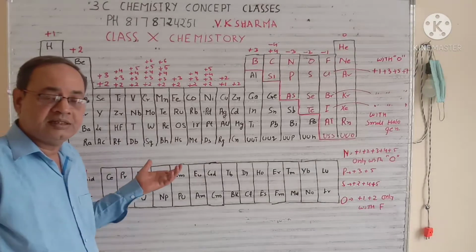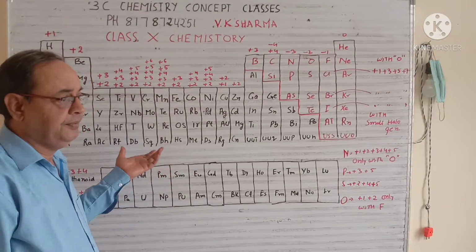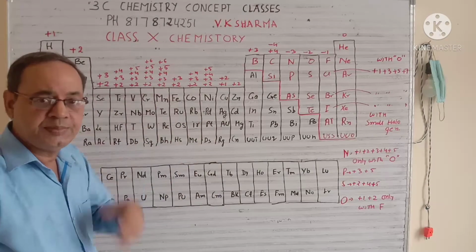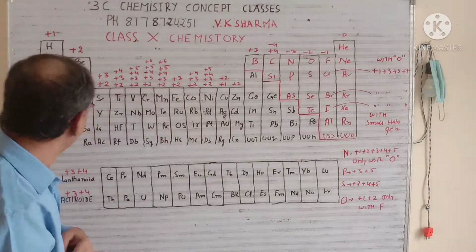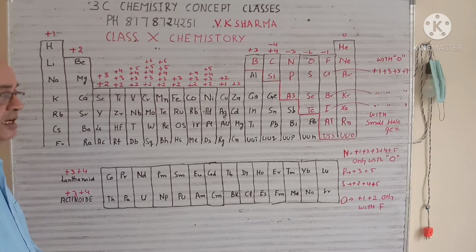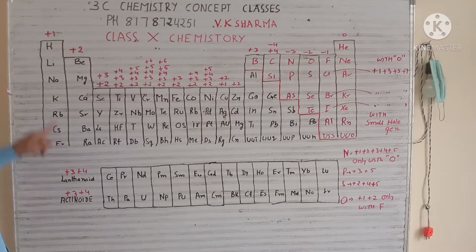This is a 10th class chemistry, and it may be used for ISC board, CBSE board, or any state board also. So first of all, we should know the charges and valencies. What are the charges, valencies? So all these elements, they have plus 1 charge.